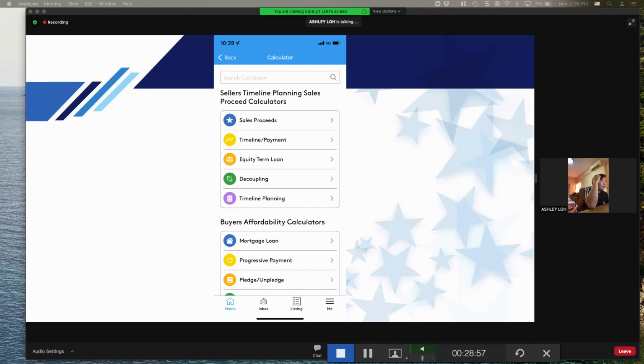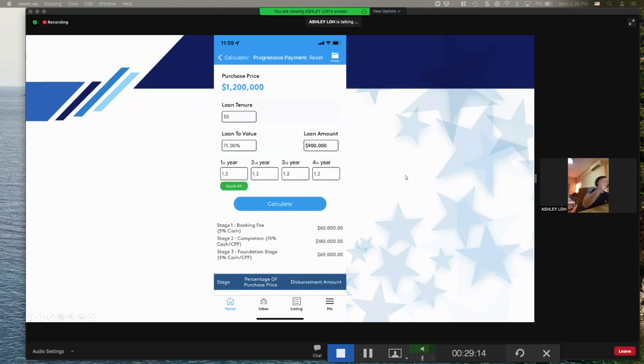Under the buyer's affordability calculator, there is this icon called the progressive payment. Okay, the progressive payment itself will give you every single thing you need to know. So if you click on progressive payment, sorry, you will come here. Okay, all you have to do is key in, very straightforward one. Key in the purchase price of the condo, the loan tenure. Okay, loan tenure you can get from just now the TDSR MSR. Okay, then you will know how much amount you can borrow as well.